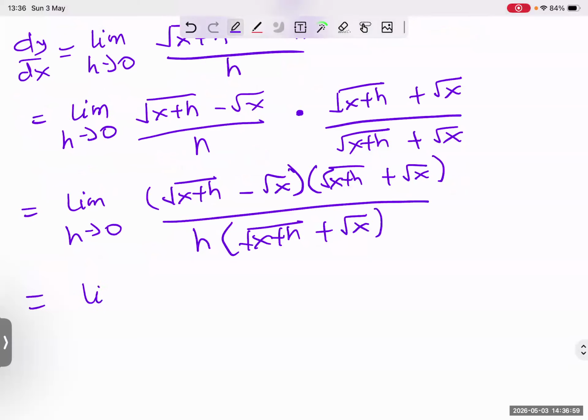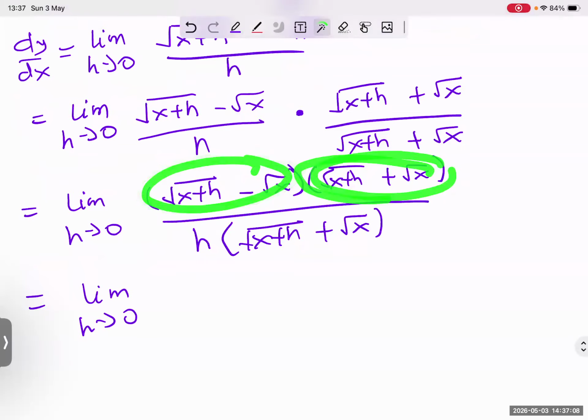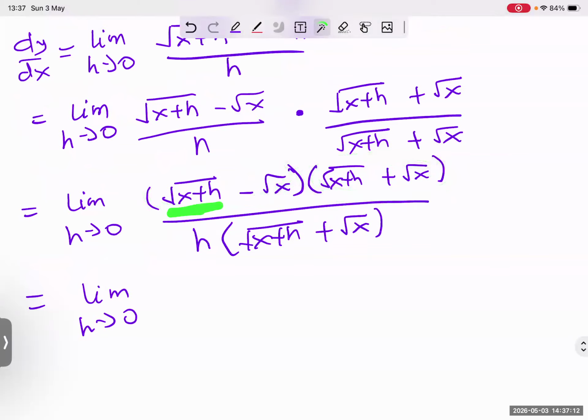This is equal to the limit as h approaches 0. We multiply this expression here by this expression. Meaning, pick this and multiply by that, the same expression multiplied by this. Come back and pick the minus root x multiplied by this, the same minus root x multiplied by that. But we are not going to do that.